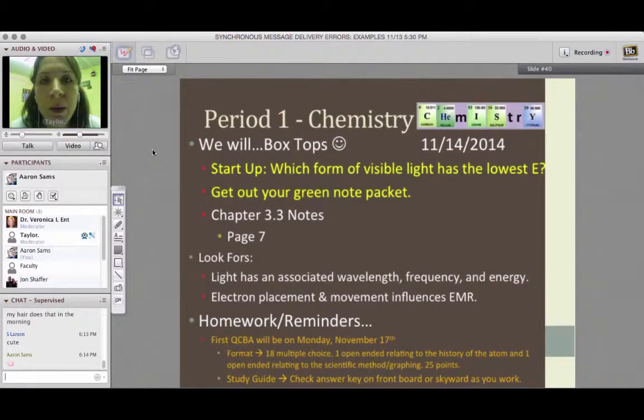Hello, today in period 1 we are going to learn about chemistry, obviously, and we're going to focus on the startup question for our day: which form of visible light has the lowest energy. Okay, so you want to write that down, take a minute to think about it.